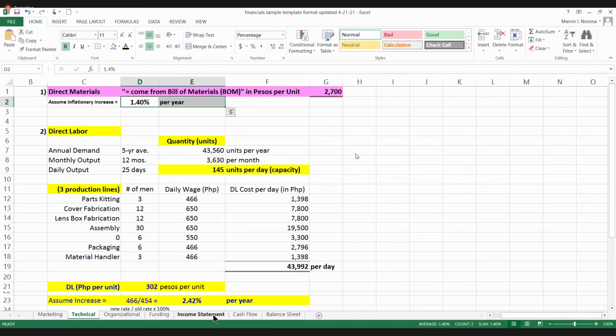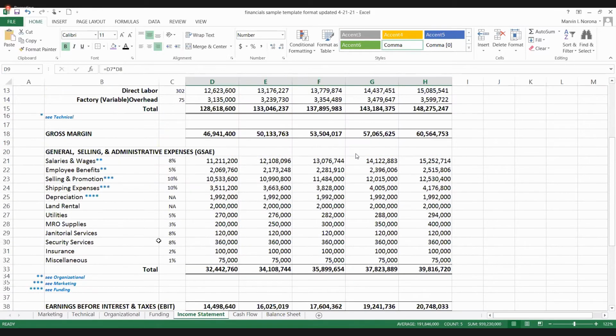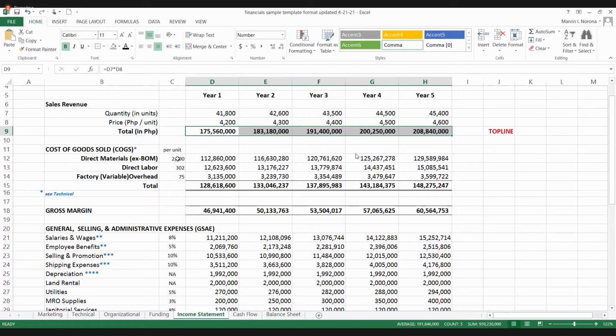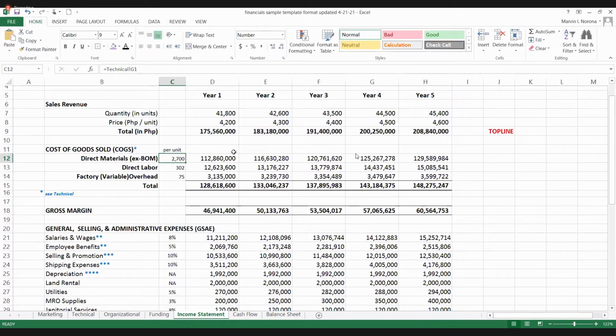Such that when you bring it over to the income statement, okay, ito yon, yung direct material. So, ito, naka-reference dun sa technical, 2.7. And then the computations here, naka-ano yan? Volume times unit cost, okay, times the inflationary increase. 1 plus the inflationary increase. Okay. So, nandito yan. Likewise, so balik tayo sa technical.